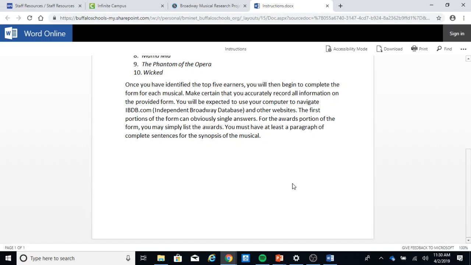The last part is the summary or the synopsis of the musical. Make sure that that is complete sentences, paragraph form, at least a minimum of one paragraph. Do not plagiarize. Whatever you find in your research for that summary, put it in your own words. It must be accurate. I'm going to be looking at accuracy and I'm going to be looking at grammar. So make sure that you're writing the best that you can there. All right. So that's basically the directions.